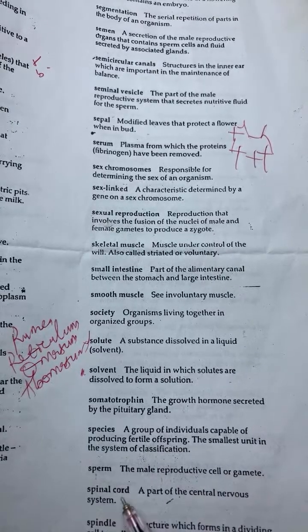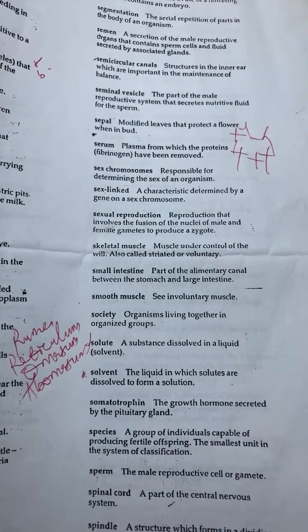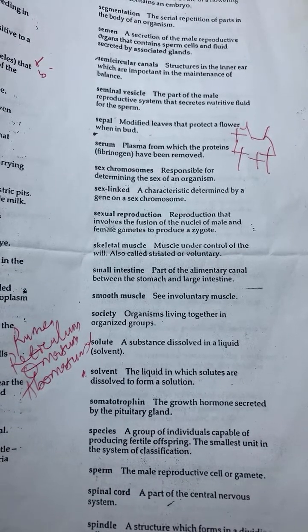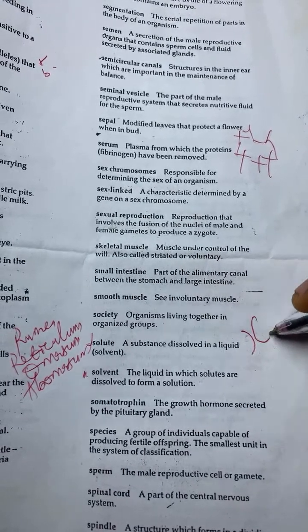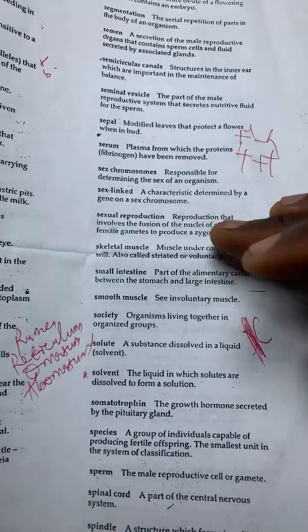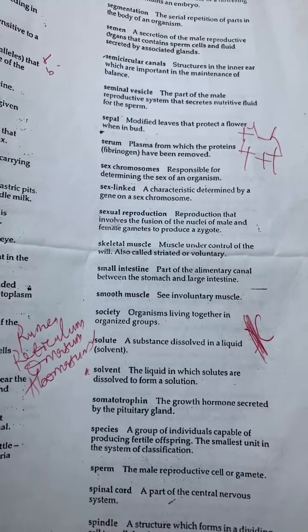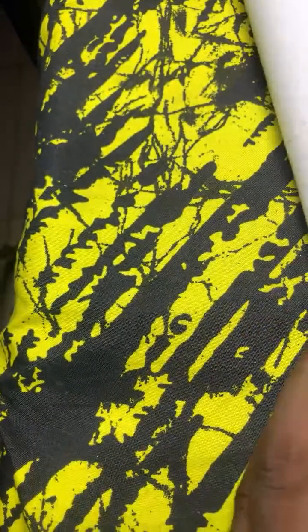Spinal cord, a part of the central what? Nervous system. Spindle, a structure which forms in a dividing cell to put the chromatids in the pole. Now, if this is a chromosome, chromatid is just half of chromosome, half of it is what is called chromatid. All right, so spiracle, a breathing hole found on the surface of an insect's body. All right, let's continue.